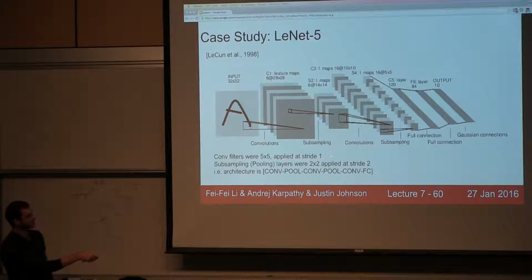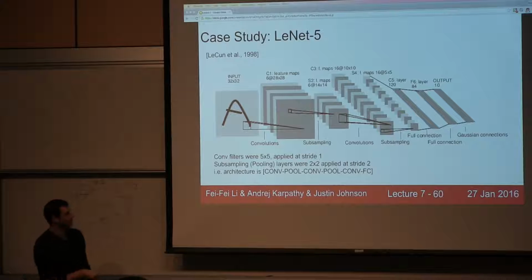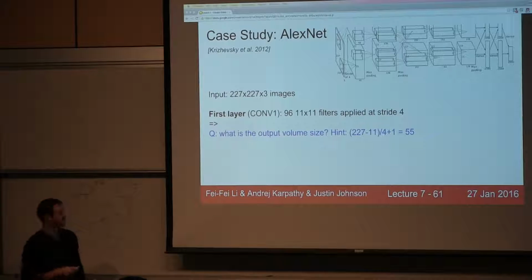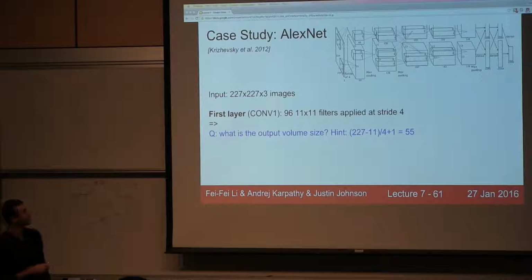And they use 5 by 5 filters applied at stride 1, and the pooling layers were 2 by 2 applied at stride 2. I don't want to dwell on this architecture too much because we have a few more interesting architectures as well. So we'll go into much more detail in AlexNet.